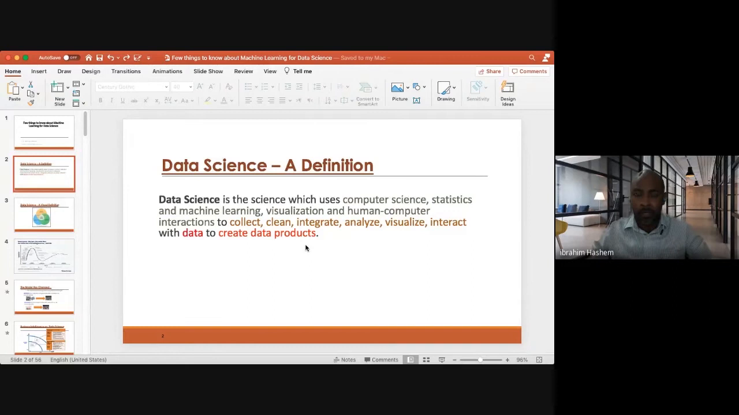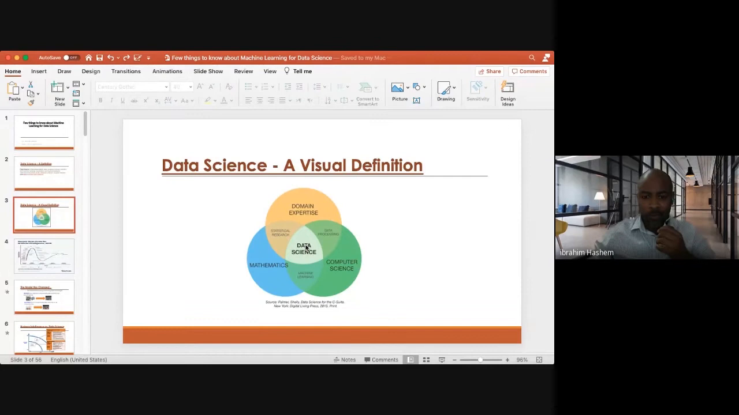The purpose of this is to get insight from data, or to create data products that can be useful for decision making. If we look at the definition from a visual point of view, you can see that there are three core areas: domain expertise, computer science, and mathematics. The domain expertise is required to really understand the data and give feedback about what problems we have to solve. Computer science is more into programming, where we take the algorithms that are developed and implement them in a way that we can learn from the data. Mathematics is more into statistics. So these three components join together and form what we now call data science.